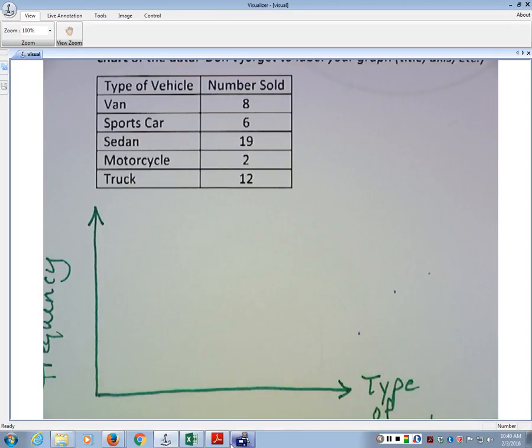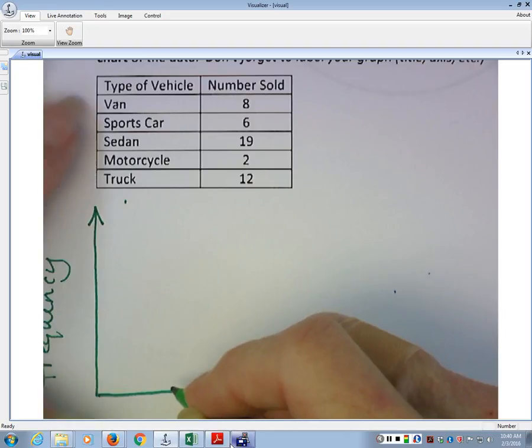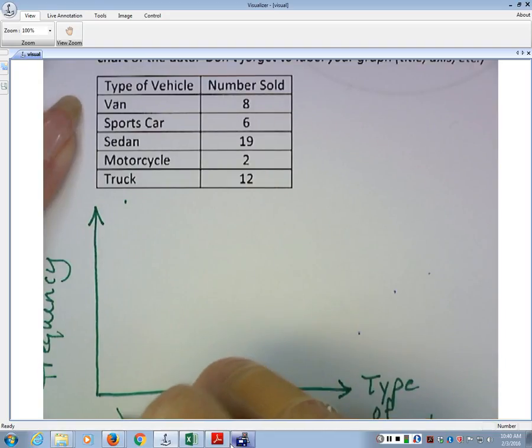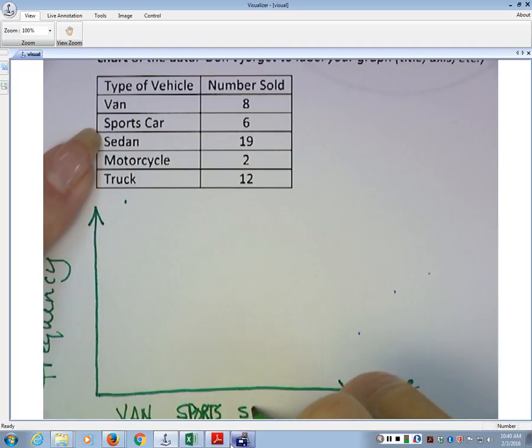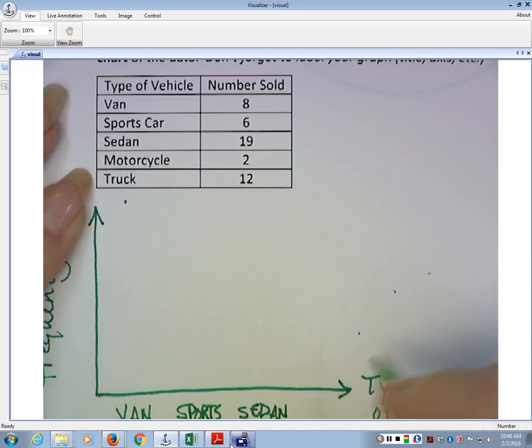And what I'm going to do here is I'm just strictly going to go down the list. So the first one I'm going to list is going to be a van. The second one's going to be a sports car, then a sedan, then a motorcycle, and I think I didn't make my axes long enough. And the last one's going to be a truck.